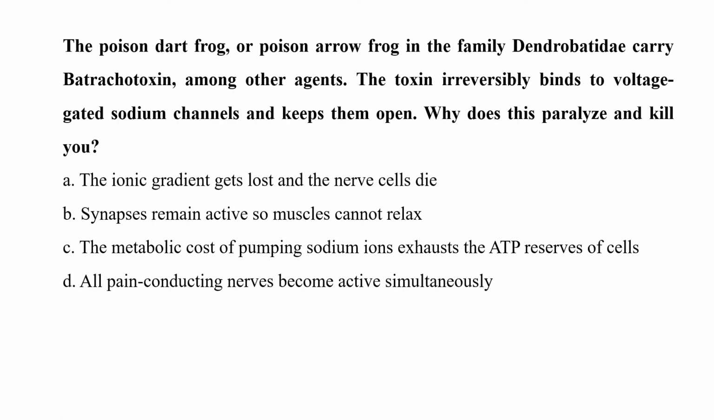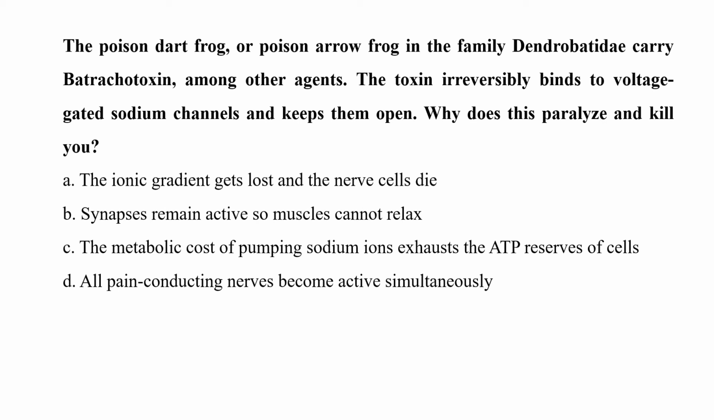The poison dart frog or poison arrow frog in the family Dendrobatidae carries batrachotoxin among other agents. The toxin irreversibly binds to voltage-gated sodium channels and keeps them open. Why does this paralyze and kill you? A. The ionic gradient gets lost and the nerve cells die. B. Synapses remain active, so muscles cannot relax. C. The metabolic cost of pumping sodium ions exhausts the ATP reserves of the cell. Or D. All pain-conducting nerves become active simultaneously.